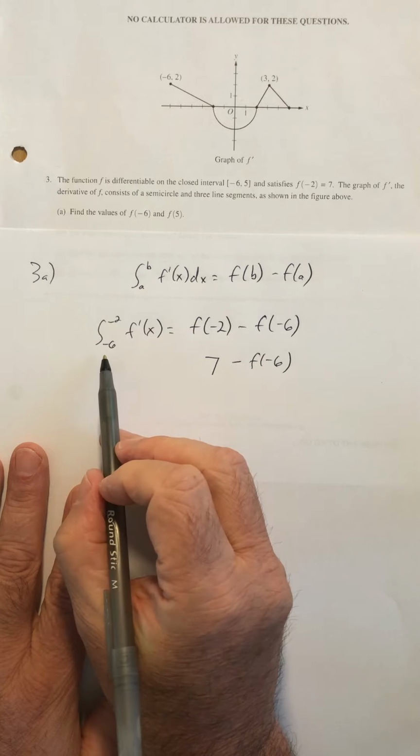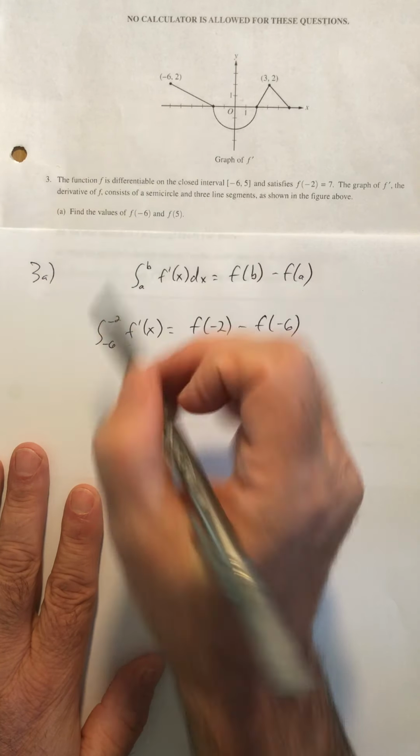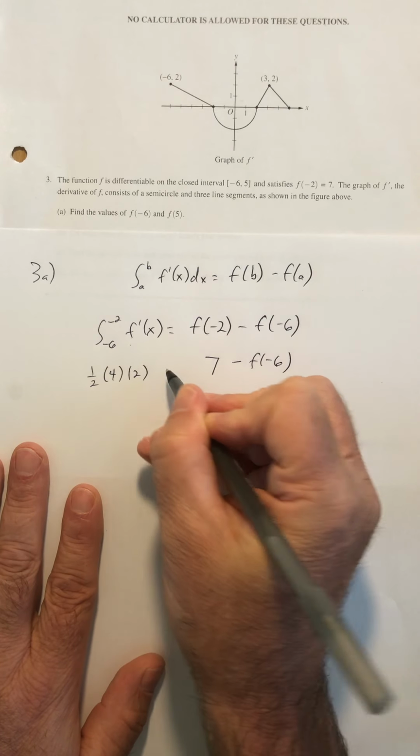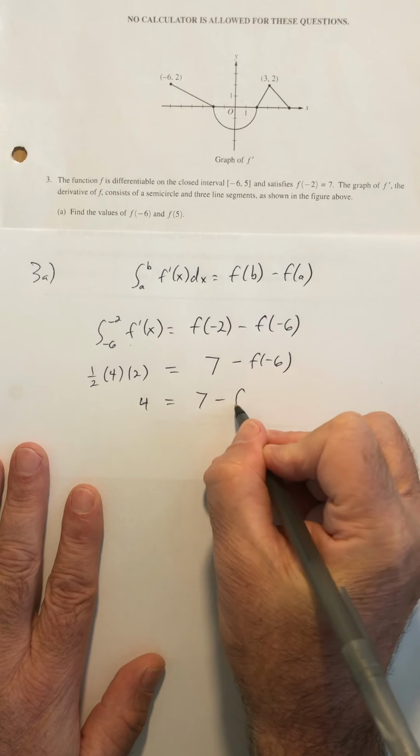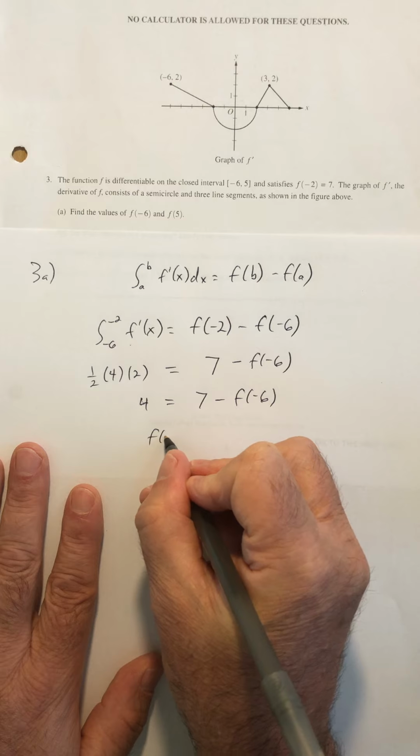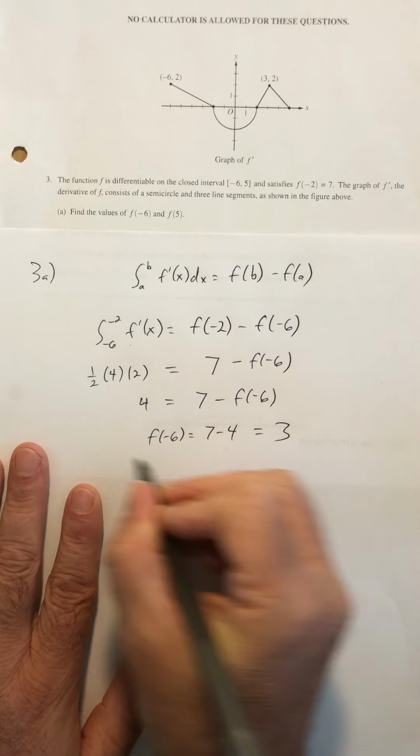And the integral from -6 to -2 of f prime is this triangle right here. So that's 1/2 times 4 times 2. So what I end up with is 4 equals 7 minus f of -6. And f of -6 is going to be 7 minus 4, which is 3.